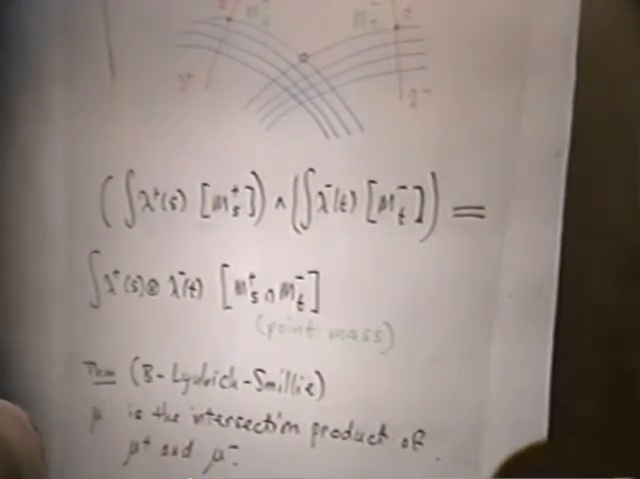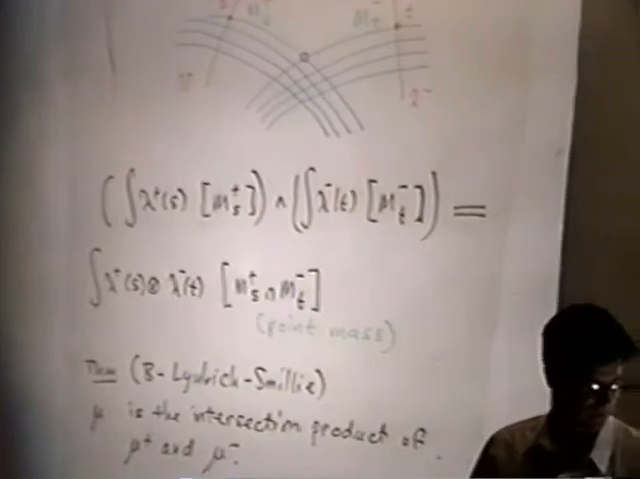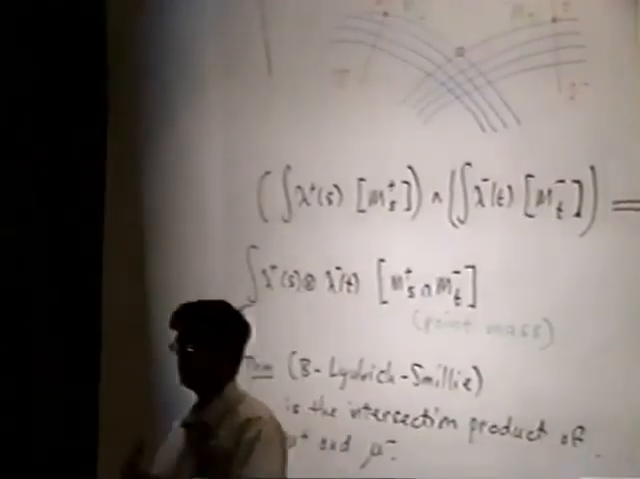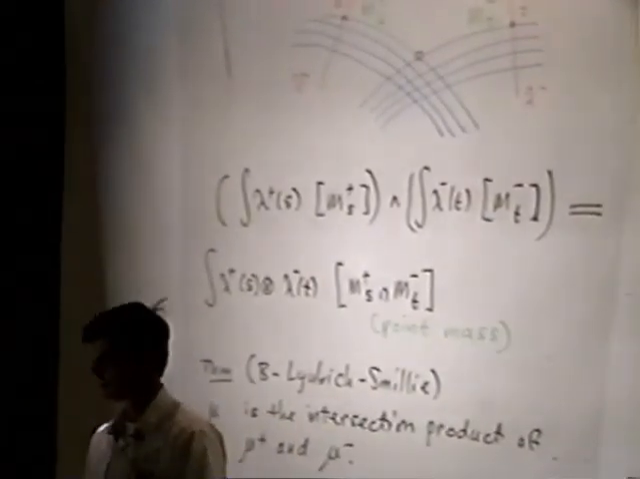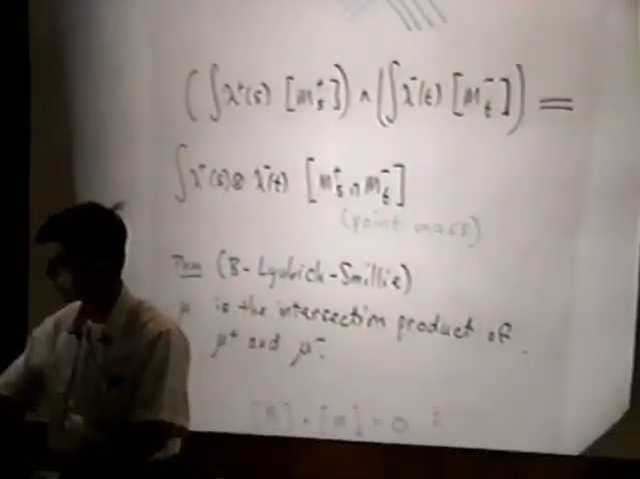Anyway, so the theorem here is that, in fact, you have a laminar approximator to mu plus. You can do the same thing and have a laminar approximator to mu minus. The geometric intersection product, in fact, gives you the good invariant measure.